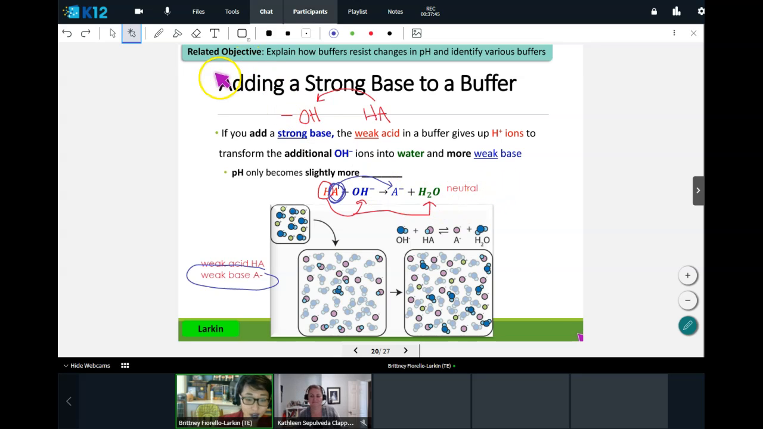So what we did is not only neutralize a lot of it and turn it into water, but we also created a little bit more of our weak base. Essentially, with our weak acid, we were able to turn a strong base into a weak base. Smiley face emojis in the chat box if that makes sense. This makes our pH slightly more basic, but definitely not as basic as if I didn't have the buffer. If I added a strong base without a buffer, that would make it super basic. This time, because of the buffer, it just becomes slightly basic.